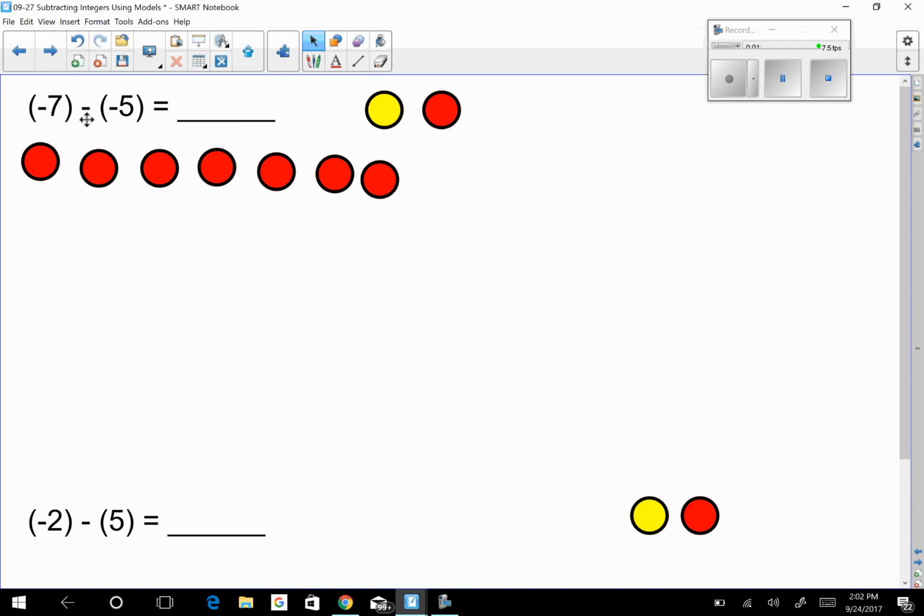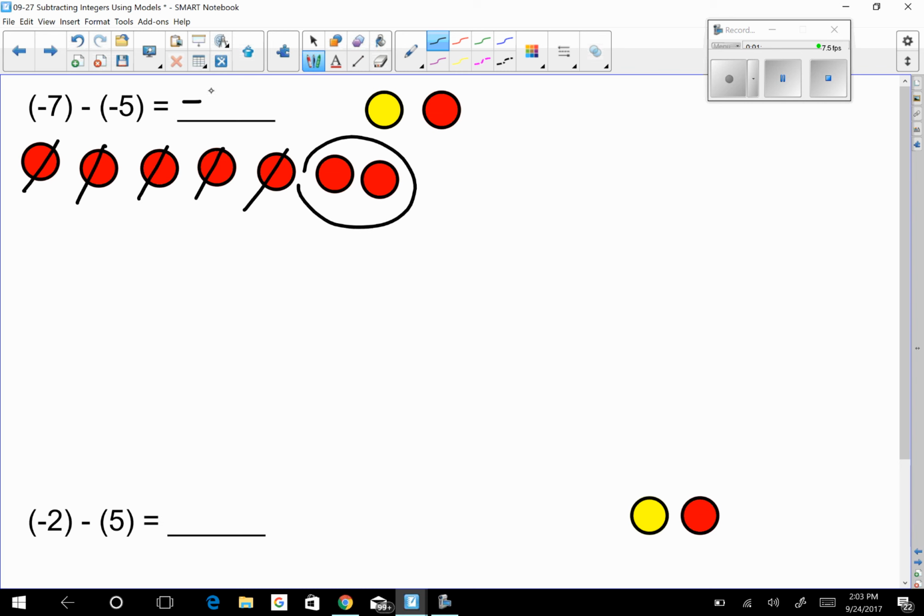And now to this group we need to take away 5 negatives. We can take away 5 negatives because there are actually 5 negatives that we can take away. So take away 1, 2, 3, 4, and 5. If you have negative 7 and you take away 5 of the negatives, what are you left with? 2 of the negatives. So negative 7, take away negative 5 is negative 2.